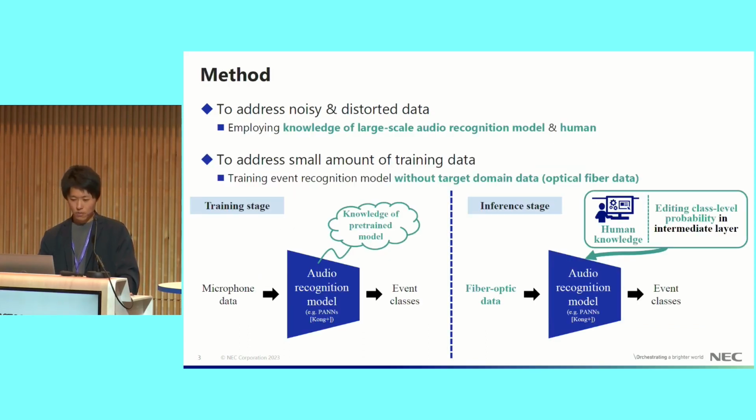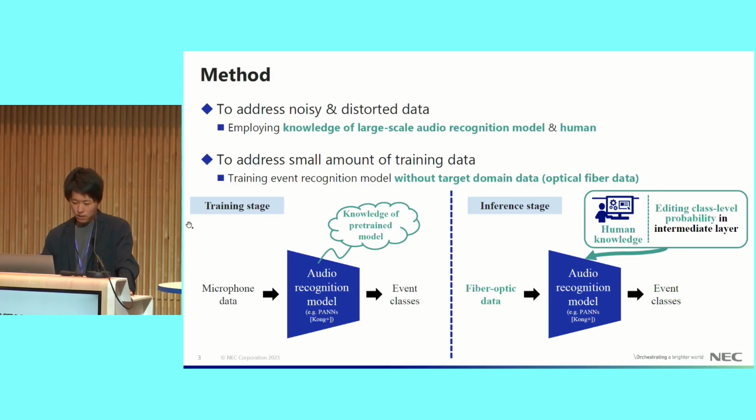This is the proposed method. As previously mentioned, we have two main problems. First, to address noisy and distorted data, we employ knowledge of large-scale audio recognition models and human knowledge. Human knowledge improves the classification performance. And to address the small amount of training data, we train the event recognition model without target domain data. Here, target domain data means optical fiber sensing data.